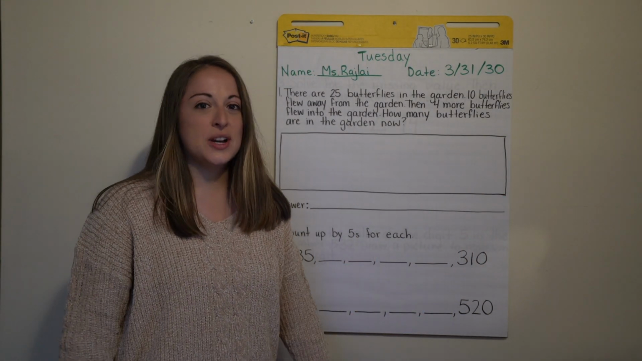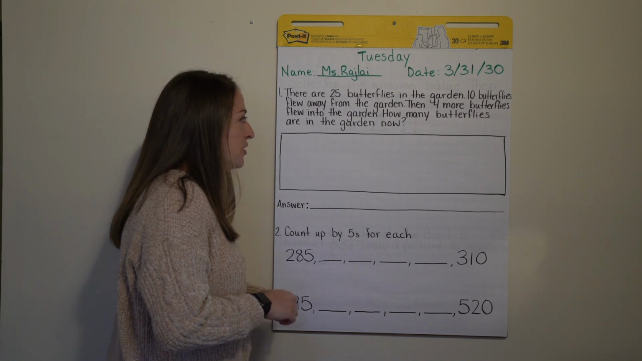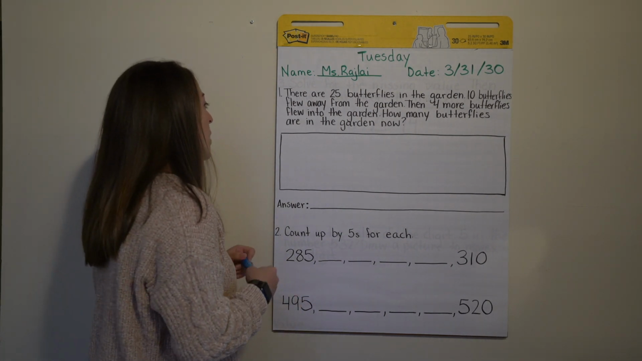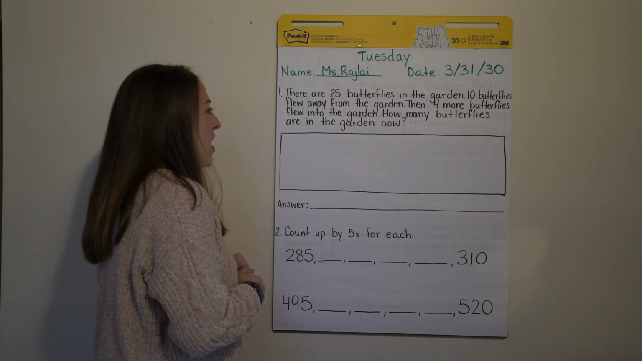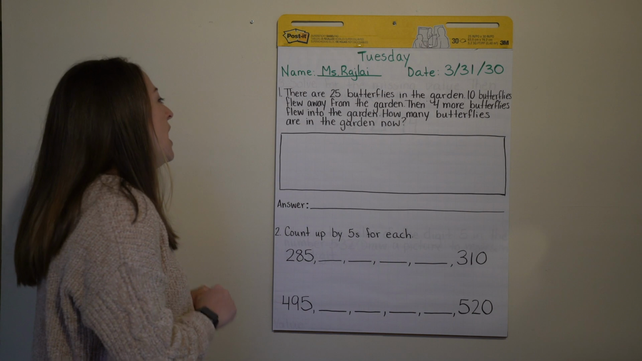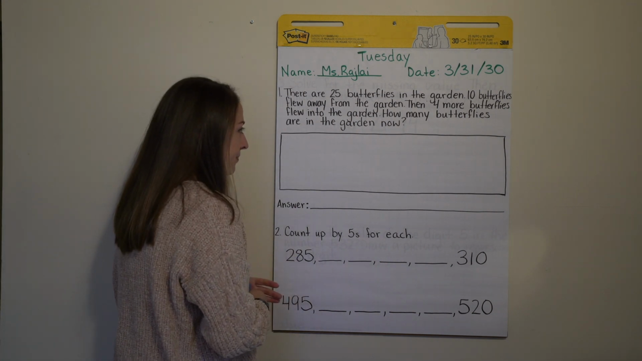Okay, let's go to question number 1. There are 25 butterflies in the garden. 10 butterflies flew away from the garden. Then 4 more butterflies flew into the garden. How many butterflies are in the garden now?